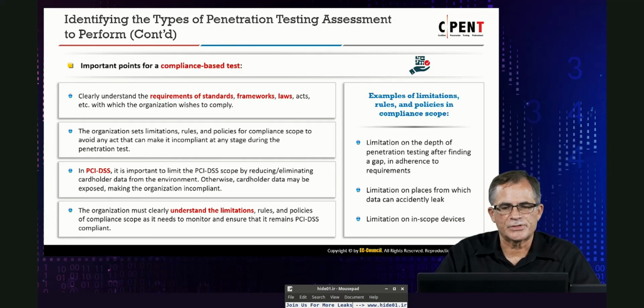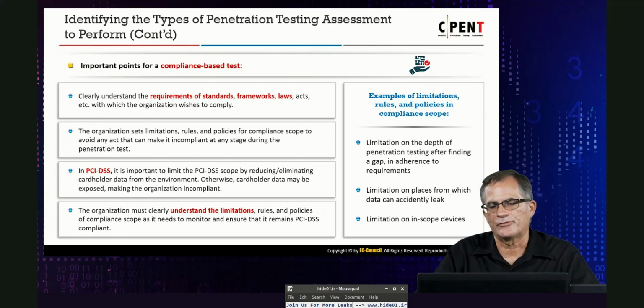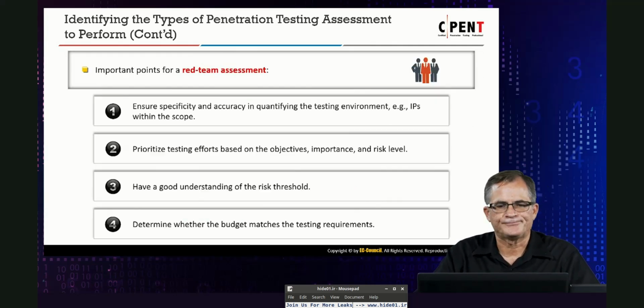Points of the compliance test: understand the requirements of standards, frameworks, and laws, different types of things, like PCI DSS, and understand the limitations. There are lots of limitations. Limitations on the depth of the test, after we find a gap, those types of things. Limitations on places from which the data can accidentally leak. And limitations on in-scope devices. All these are different things we have to deal with when we're dealing with an assessment.